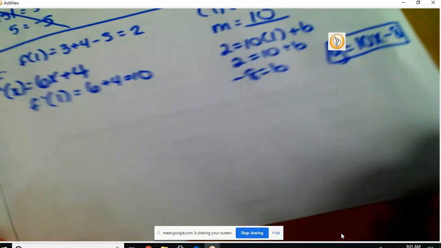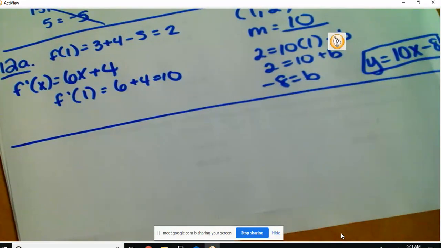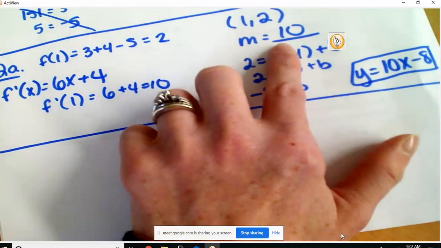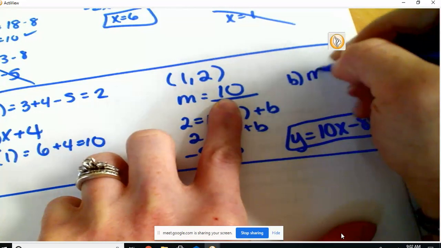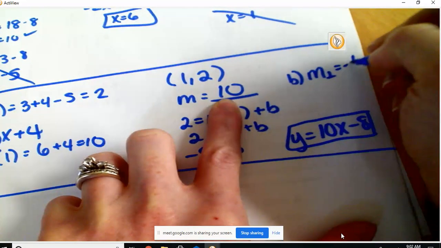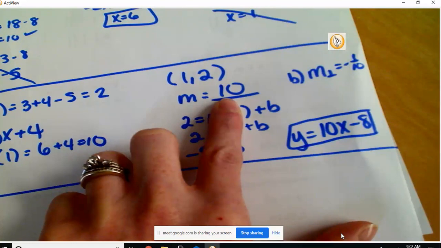You guys didn't ask about part B, but I know there were a lot of questions yesterday. What is a normal line? Perpendicular to the tangent line. So this line has a slope of 10. So on part B, you would want the slope of the line perpendicular, which would be negative 1/10. And then you use your same point and slope to write your equation.